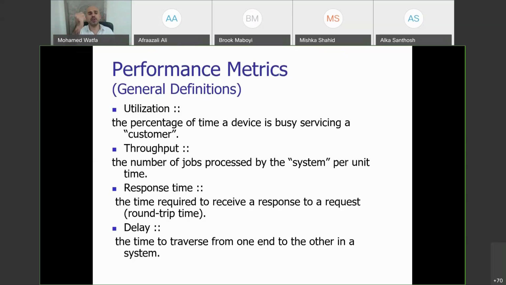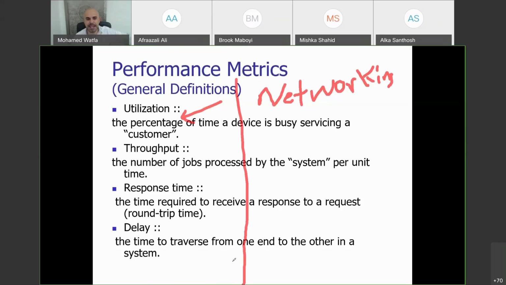I'll give you definitions related to networking in a second, but I want you to understand, very simple. Utilization is like, I am utilizing my coffee machine 80% of the time. What does it mean? It means I'm using it 80% of the time. So utilization is the percentage I'm using something, the percentage I'm keeping it busy. Throughput is how many jobs. These are general definitions. In networking, you can see it's the same thing. Utilization in networking is the percentage of time I'm utilizing the network.